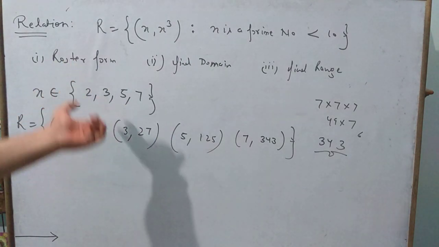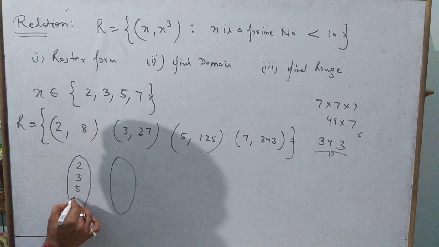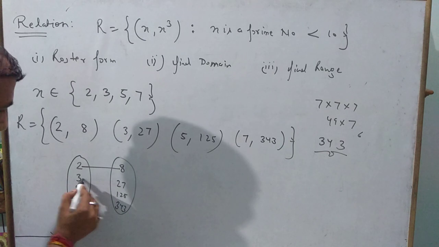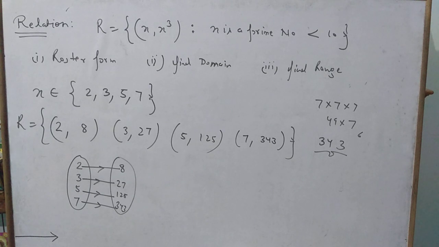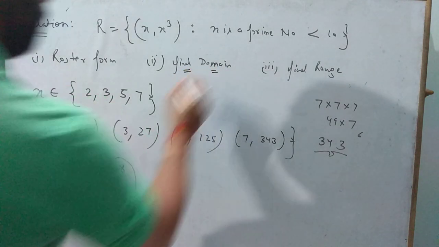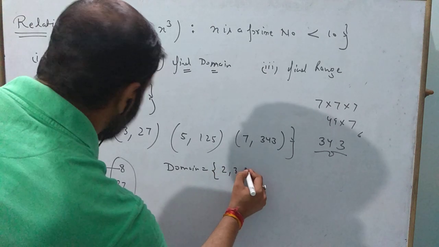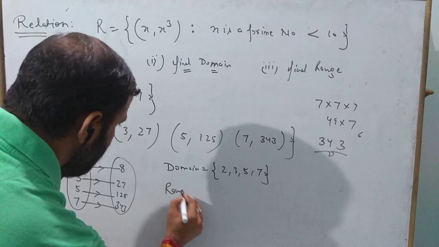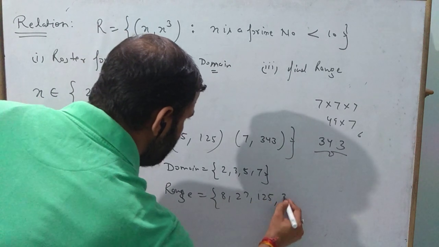If the question is saying write in arrow diagram, we can write in this manner: 2, 3, 5, 7 on one side and 8, 27, 125, 343 on the other. 2 is connected to 8, 3 to 27, and so on. So this is the way we can present the relation in roster form and arrow diagram. Now the question is saying find the domain. As you know, domain means the values of x. So domain is 2, 3, 5 and 7. This is the domain, and the range is 8, 27, 125 and 343.